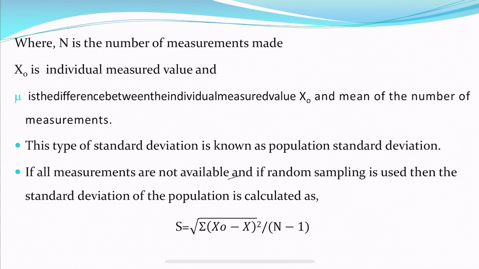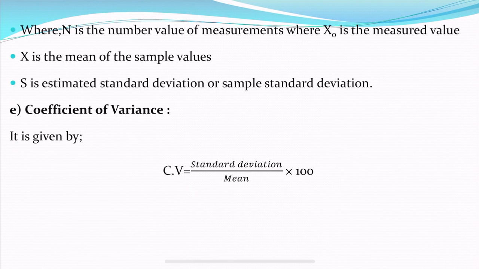I hope you do not have any doubts in this, and even if you have, you can clarify it once you come to the college or in the Google Meet class. Next, moving on to the next slide, what is meant by coefficient of variance? Coefficient of variance is another way of representing precision of data, and it is given by CV.